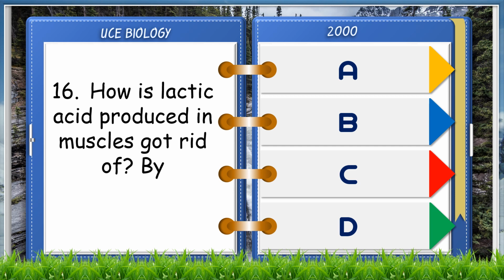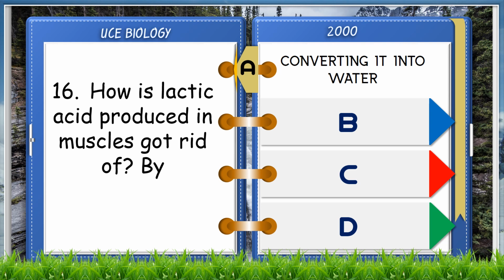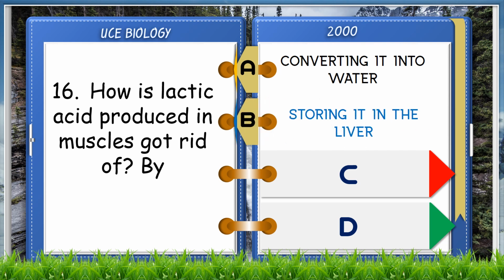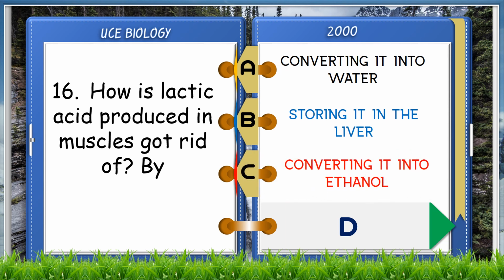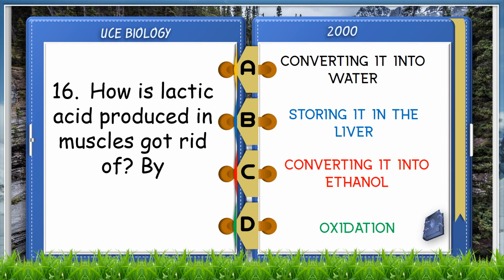How is lactic acid produced in muscles got rid of? By A. Converting it into water. B. Storing it in the liver. C. Converting it into ethanol. D. Oxidation. The answer is D. Oxidation.